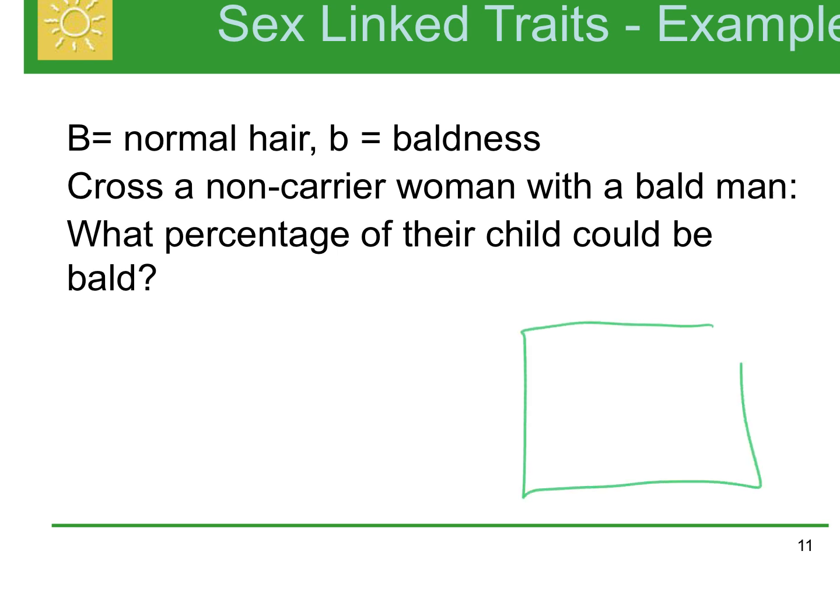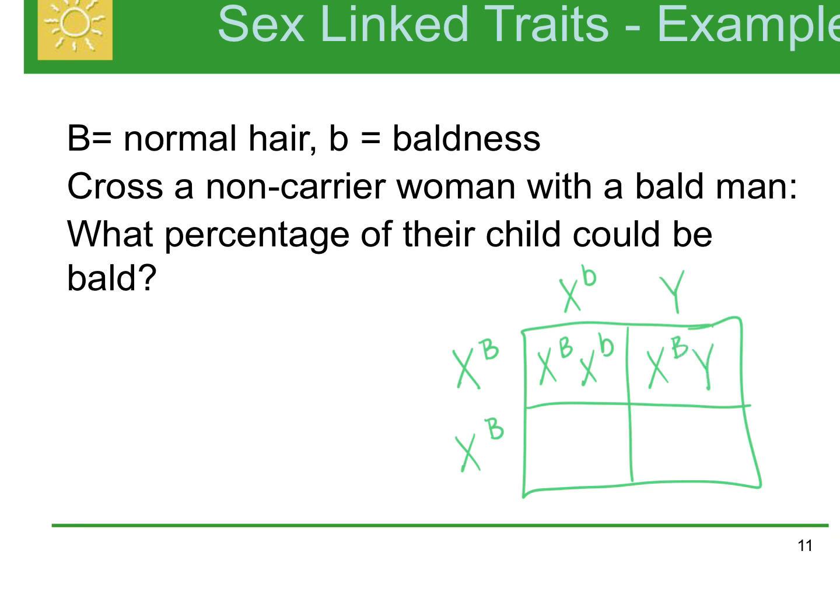So we're going to cross a non-carrier woman with a bald man, and then figure out what percentage of their children could be bald. So a non-carrier woman is a female, so XX, and then big B. So she's going to have normal hair. And then let's see, she's crossed with a male who's bald. So X little b because he's bald, and then Y. So they get X big B, X little b, X big B, Y, X big B, X little b, X big B, Y. So if we look here, for their daughters, they're both big B, so their daughters aren't going to be bald. And then for their sons, again, big B, so their sons also are not going to be bald. So there's a 0% chance that any of their children are going to be bald.